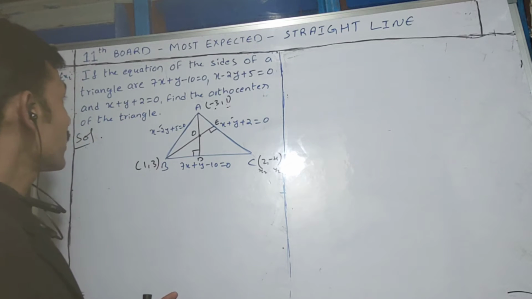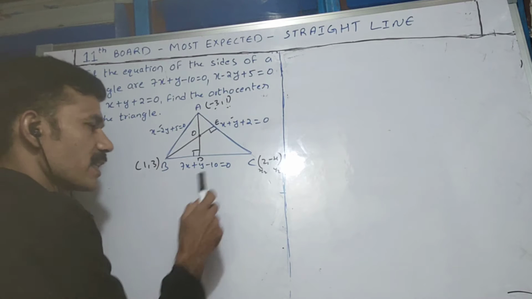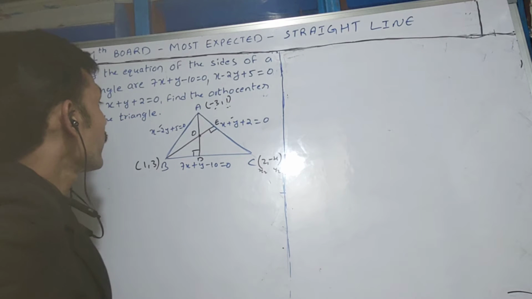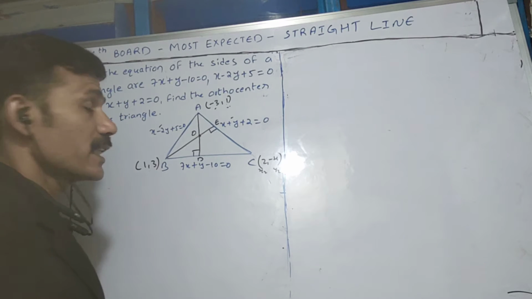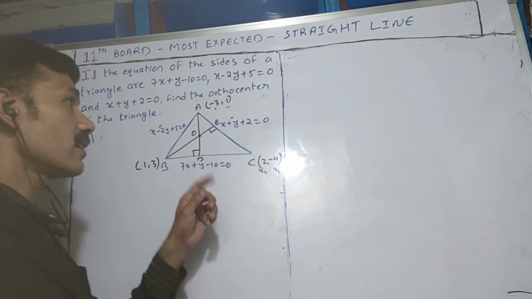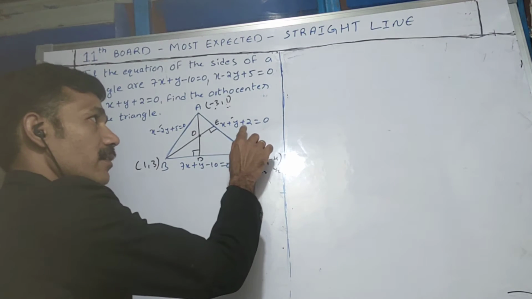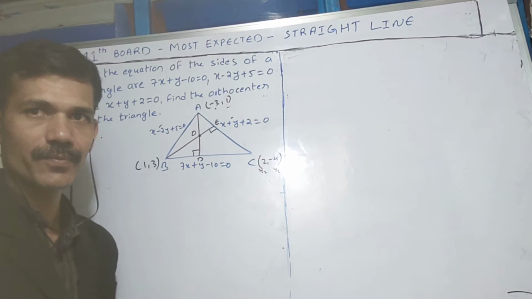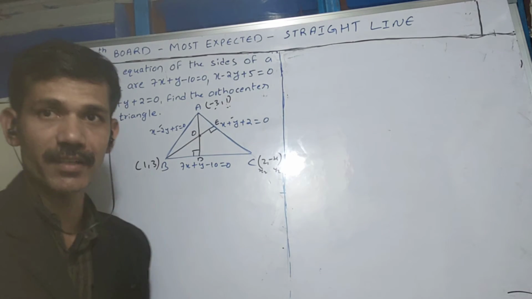The equations of sides of a triangle are 7x plus y minus 10 equal to 0 and x minus 2y plus 5 equal to 0. Another equation, x plus y plus 2 equal to 0. Find the orthocenter of the triangle.